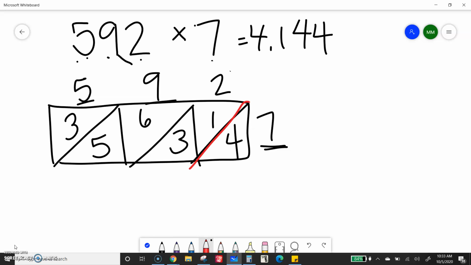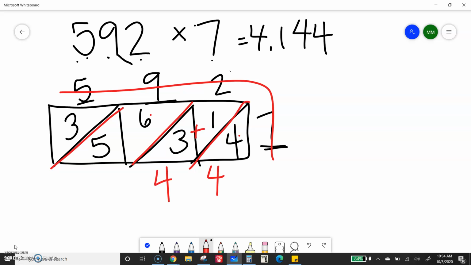Now I'm going to add on the diagonals. 4 plus nothing, because I ignore these when I add. 4 plus nothing is just 4. 3 plus 1 is 4. 6 plus 5 is 11, so I have to carry. So I'm adding, so I put the 1 here, I carry the 1. I always carry the tens just like I would in a normal adding problem. And then 4 here. So 4,144, just like I got with the other strategy.